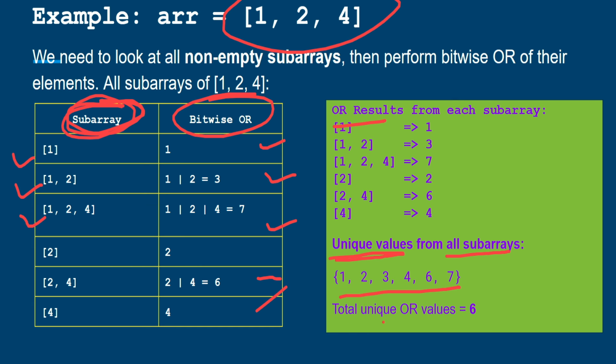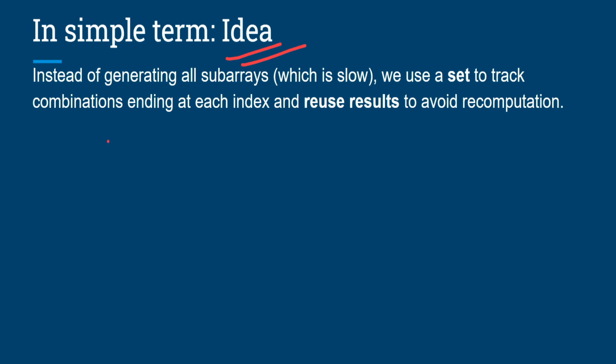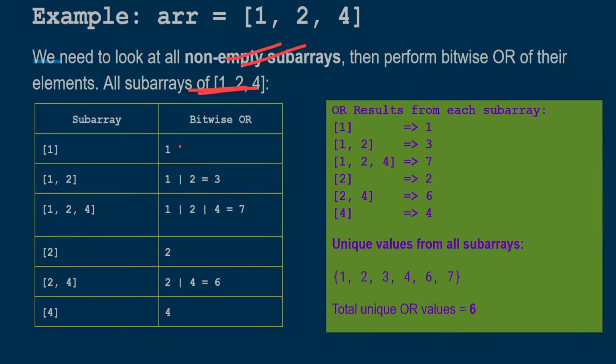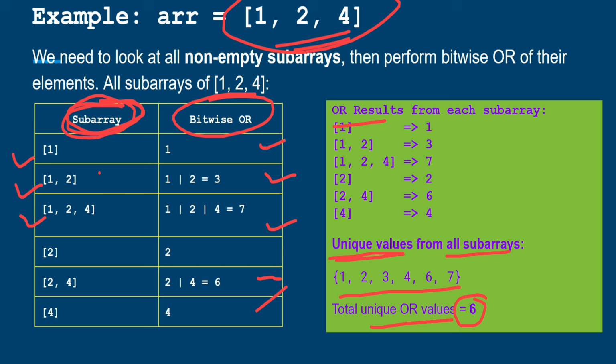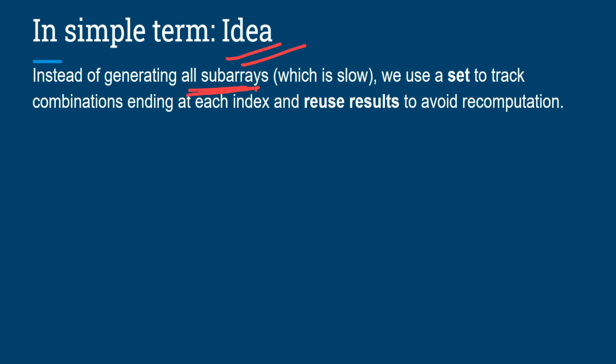And so can we say the total unique OR values are what? 6? Hmm, so this is what the problem is saying, right? I hope you understand. So in simple terms, what is the idea? Instead of generating all the subarrays, which is slow, as a programmer you understand, right? Because here there are only 3 elements and we have created 6 subarrays. Similarly, if there is a big array, it will become slow to generate all the subarrays, right?